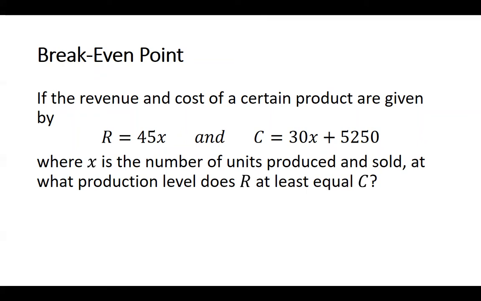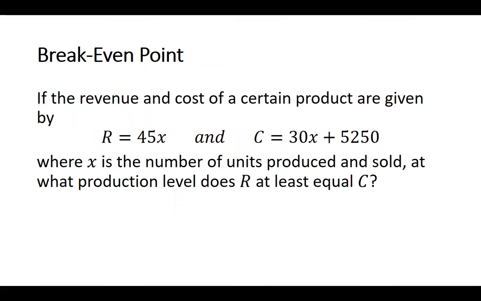That 5250 is what we call the fixed cost. So no matter how many units they produce, they're going to pay 5250 out. Maybe that's the cost of leasing the facility that they run. So it doesn't matter whether they produce 1 unit or 1,000,000 units, that cost is going to be there. And then your variable cost is that 30x. So after they pay that 5250, for each unit they produce, they're going to pay out 30.